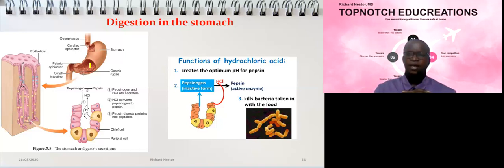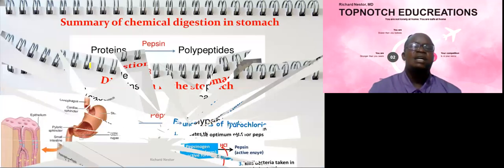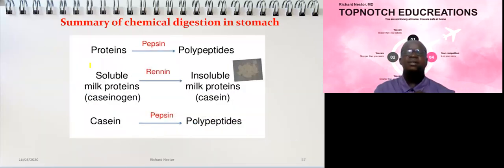This is another point where I have to highlight a very common mistake that students make. There's a common mistake where students say hydrochloric acid kills germs. I wish to advise and discourage strongly against the use of the term germs when we're talking about the roles of hydrochloric acid in this particular case. So the summary of chemical digestion in the stomach can all be put in this statement here, in the illustration projected to you on your screen.